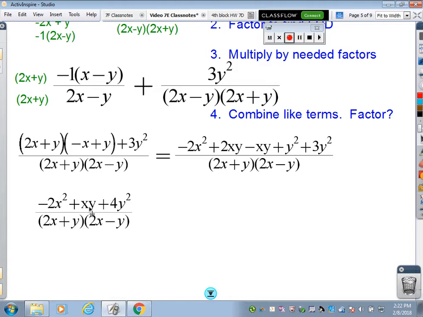Now, you have to look at this. Does this factor? Sometimes it does, sometimes it doesn't. But there's nothing that multiplies to give us negative 8, but has a difference of 1. So in this case, this is my final answer.